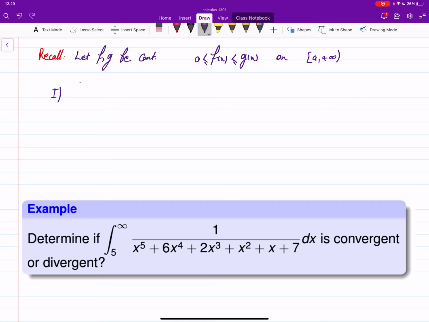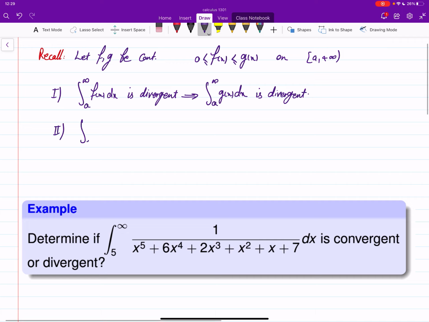Then if the integral of the smaller function is divergent, then the integral of the bigger function is going to be divergent. The second part is that if the integral of the bigger function is convergent, then it will force the smaller one to have an integral which is convergent.